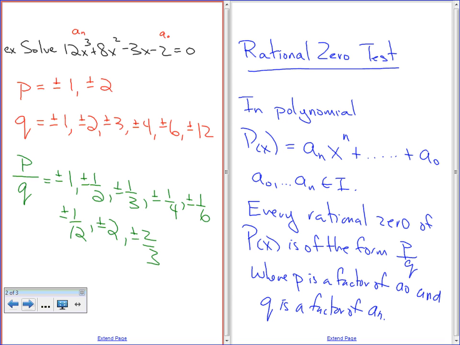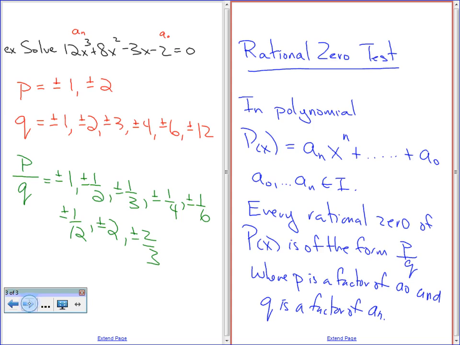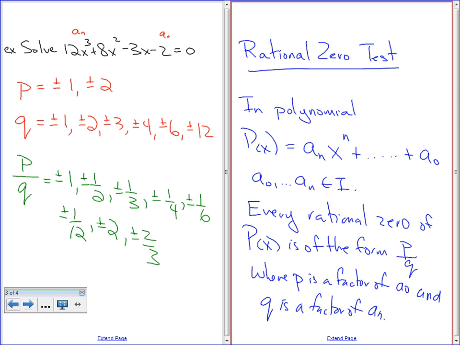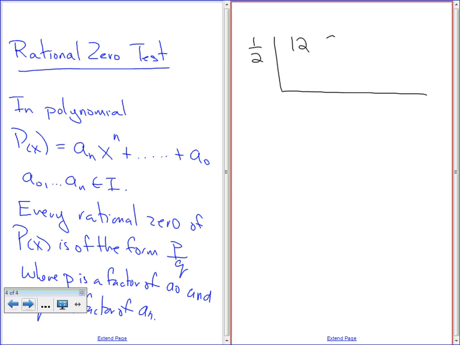So what I said at the beginning, if we use plus or minus 1 and plus or minus 2, that wasn't going to work. So that means one of these fractions is going to have to work, and you would just have to try them. So we'll try 1/2. 12, 8, -3, -2. Okay, so I'm using synthetic division.